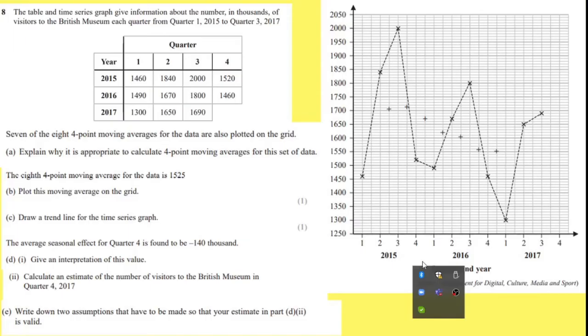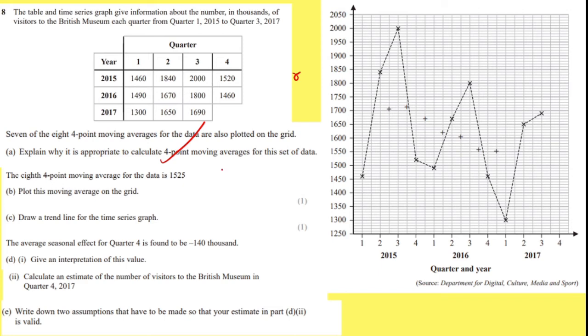And that's about it. The time series graph gives the information about the number in thousands of visitors to the British Museum each quarter from 2015 to 2017. Right, explain why it's appropriate to calculate a 4-point moving average for this set of data. So I'd say the year is split up into quarters and the pattern repeats. Or you can say that every 4 data points, that's when the pattern repeats.